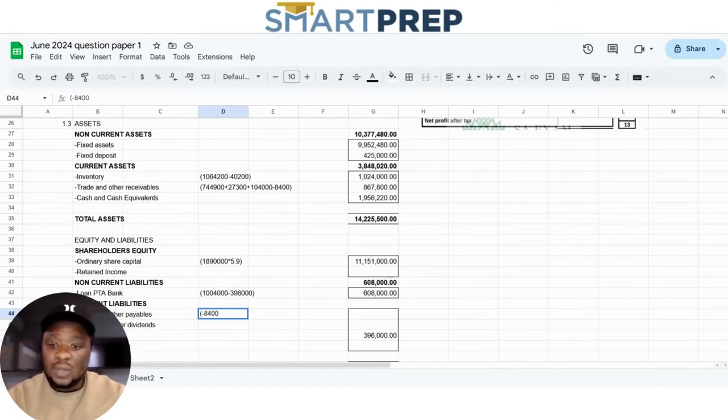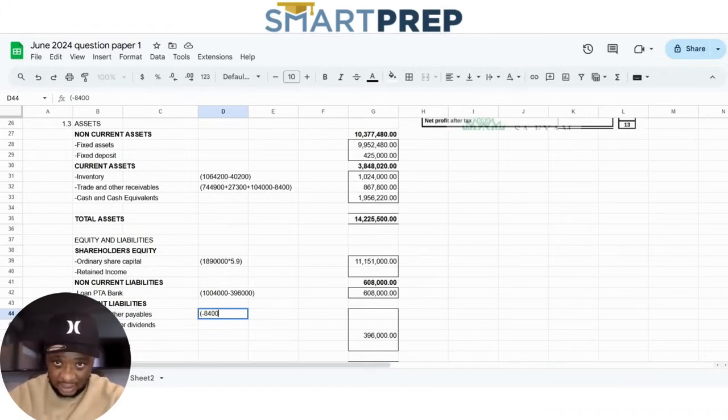Okay, so then let's look for some of the things that affect trade and other payables. And if you can remember them, we have the creditors control. We then would have income received in advance. We then have accrued expenses. And then we have creditors for salaries and other things. But in this case, I think the ones that we maybe need to look out for is the income received in advance, and then also the accrued expenses.